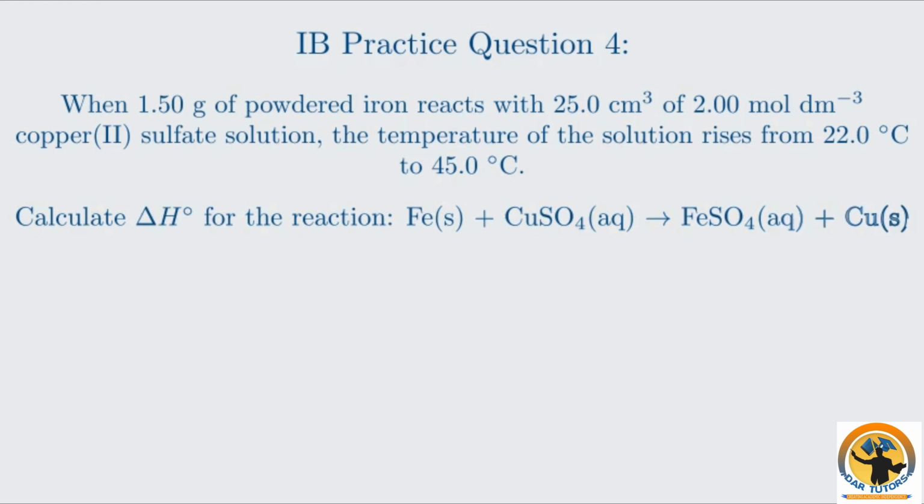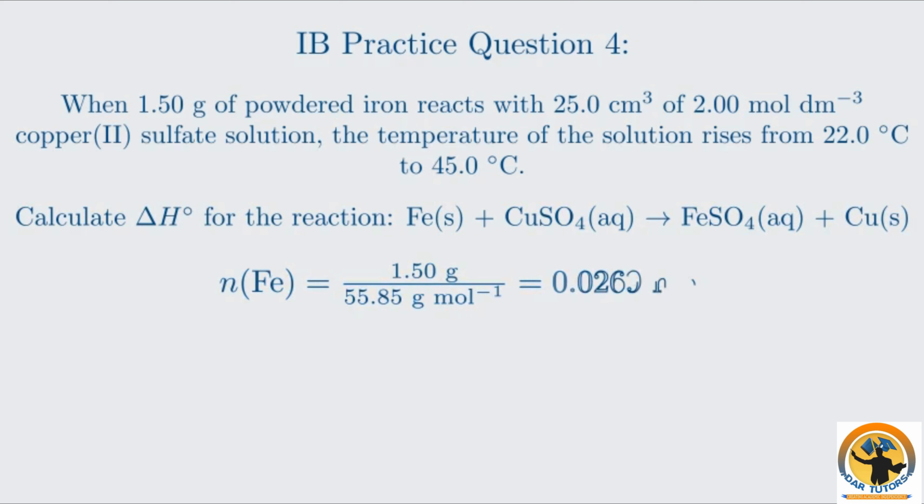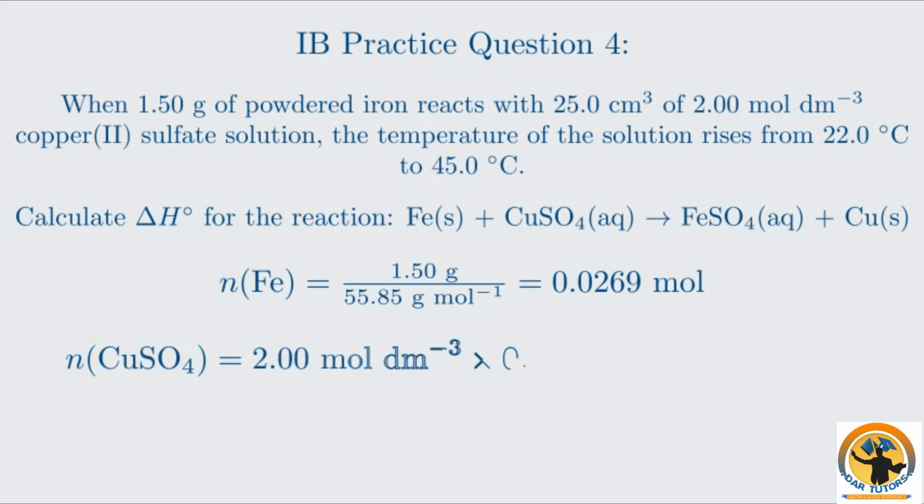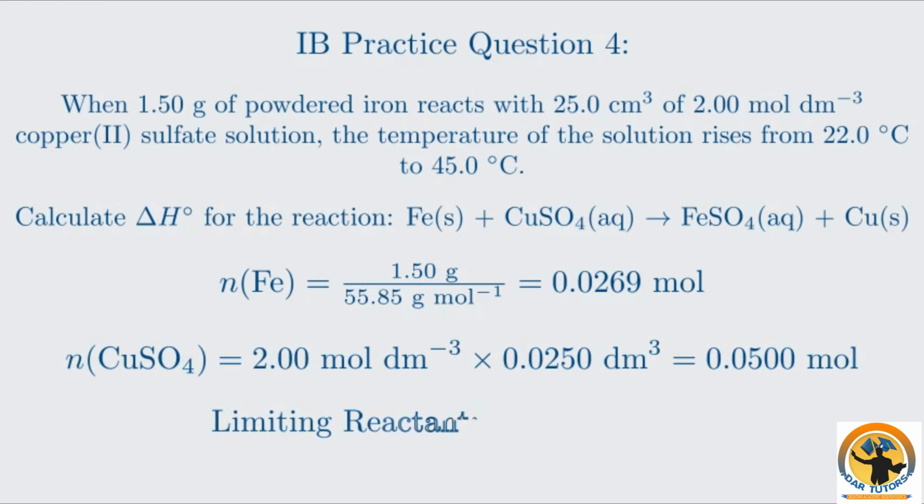Iron plus copper(II) sulfate gives copper plus iron(II) sulfate. We must find the limiting reactant first. The molar mass of iron is 55.85. Moles of iron equals 1.50 grams divided by 55.85, giving 0.0269 moles. Moles of copper(II) sulfate equals its concentration of 2.0 molar times its volume of 0.0250 decimeters cubed, which is 0.0500 moles. From the 1-to-1 stoichiometry of the balanced equation, iron is the limiting reactant, as we have fewer moles of it. Now we find Q.